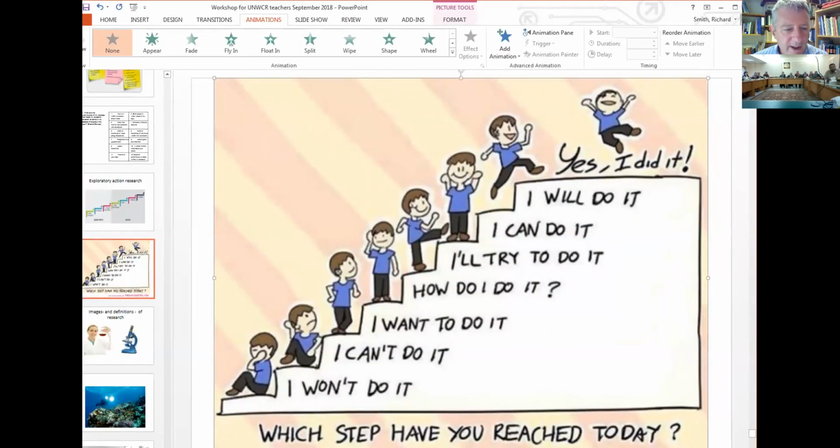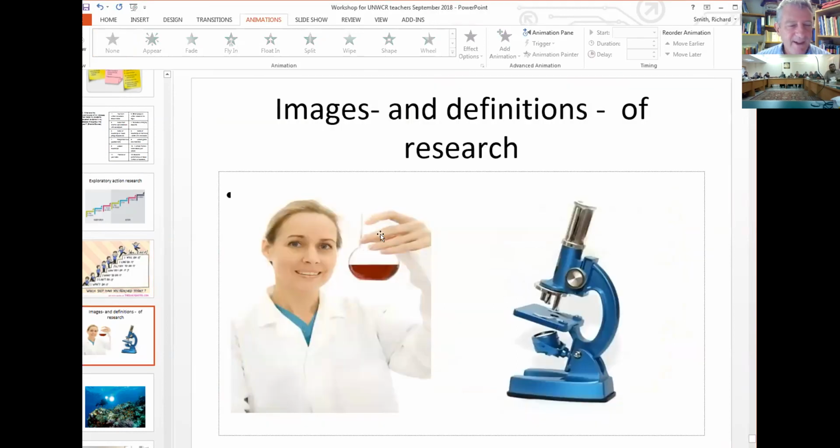So that's kind of what we might have done today. So teacher research, action research seems a bit scary, maybe. Different research is not really what teachers do. I won't do it. I can't do it. Where are you on here? How do I do it? I'll try to do it. I can do it. I will do it. Yes, I do it. So that's just to end up.